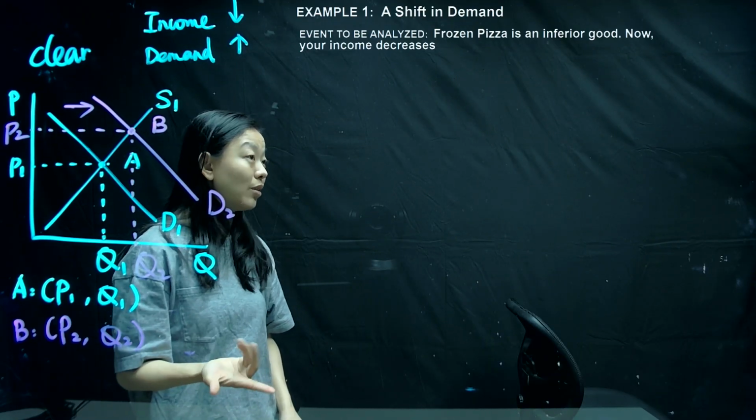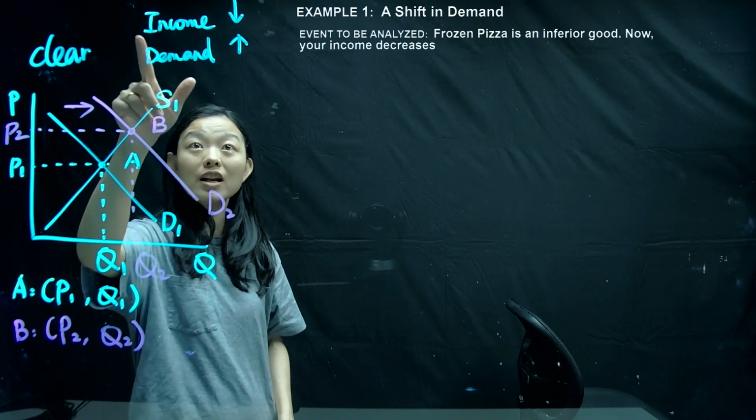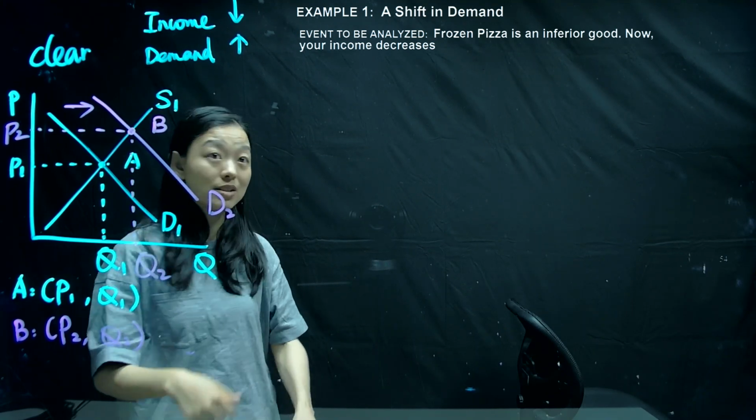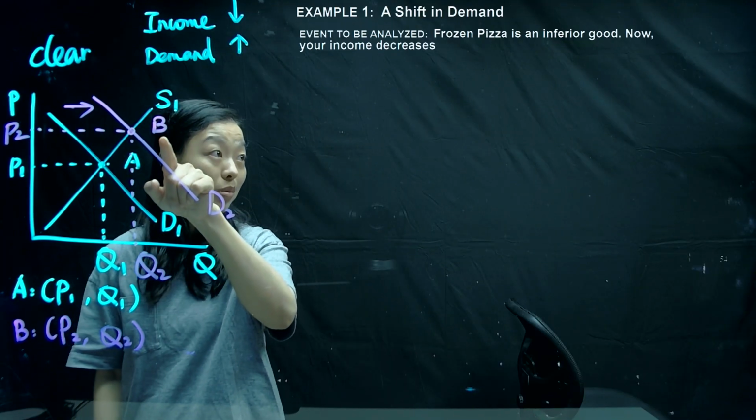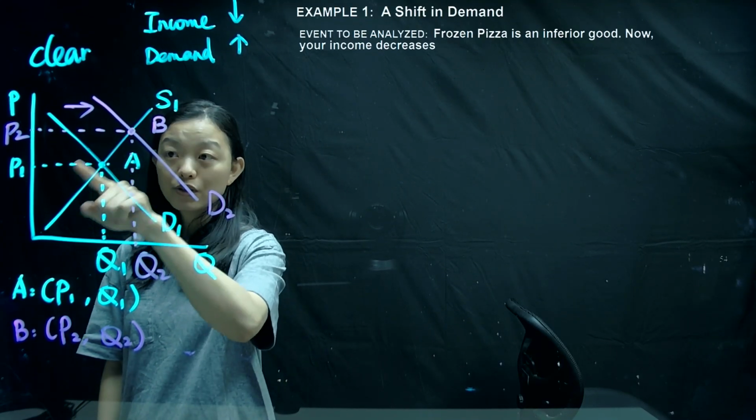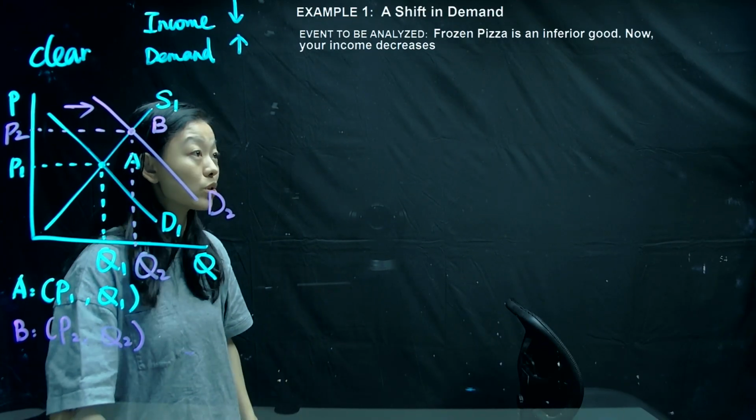Frozen pizza is an inferior good. Therefore, when income decreases, demand increases, which will shift the demand curve to the right-hand side, resulting in the new equilibrium point at point B. So at point B, compared with point A, price increases, and quantity demanded also increases.